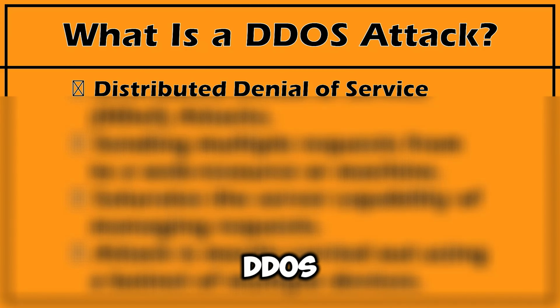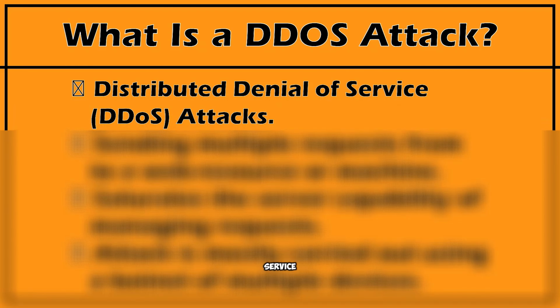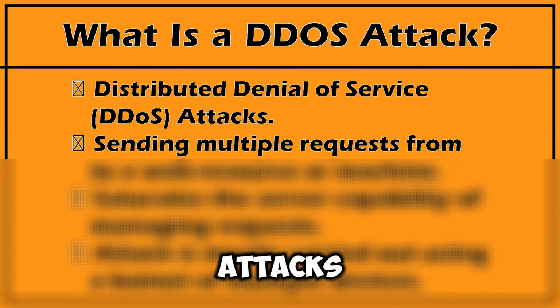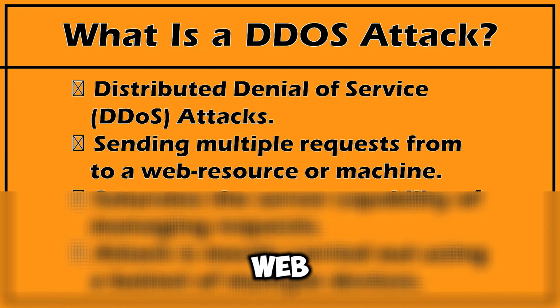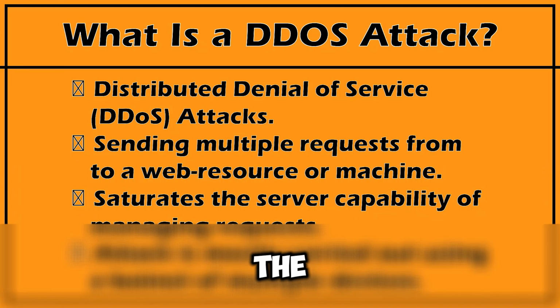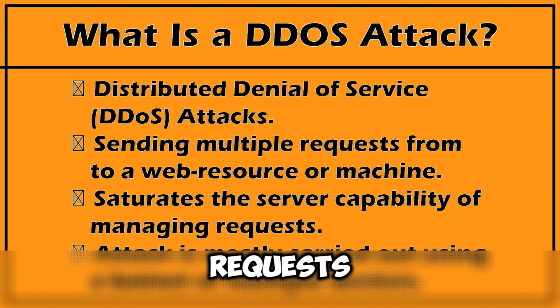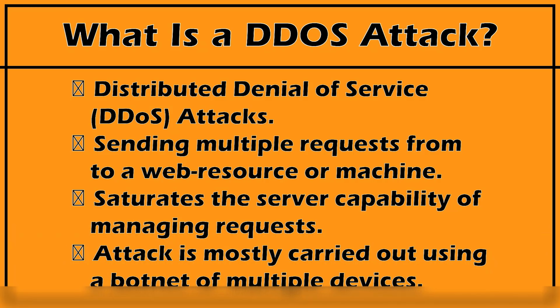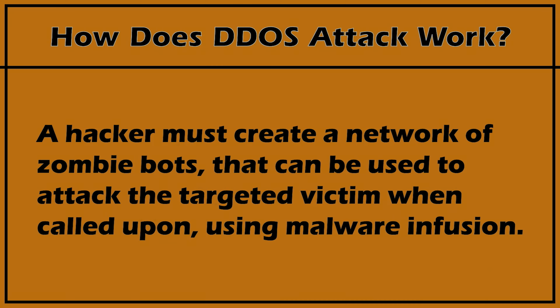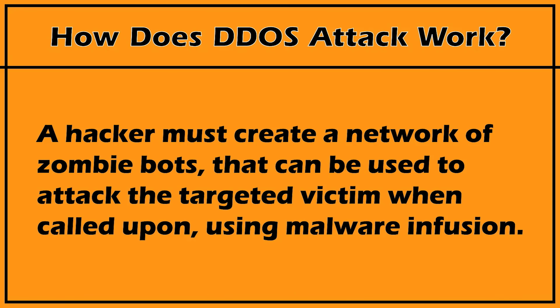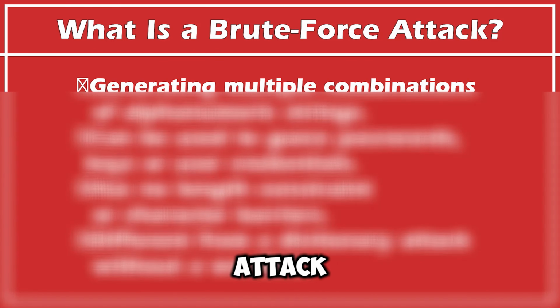What is a DDoS attack? Distributed denial of service, DDoS attacks. Sending multiple requests to a web resource or machine. Saturates the server's capability of managing requests. The attack is mostly carried out using a botnet of multiple devices. How does a DDoS attack work? A hacker must create a network of zombie bots that can be used to attack the targeted victim when called upon, using malware infusion.